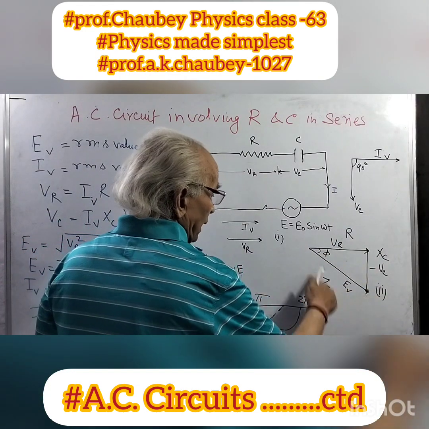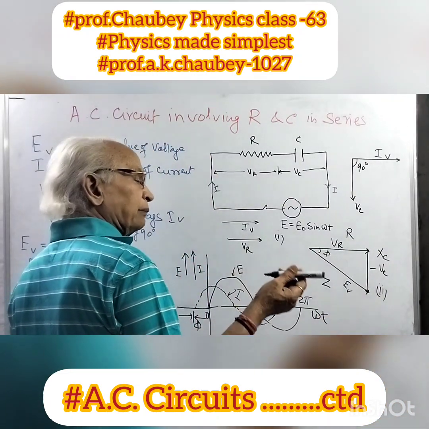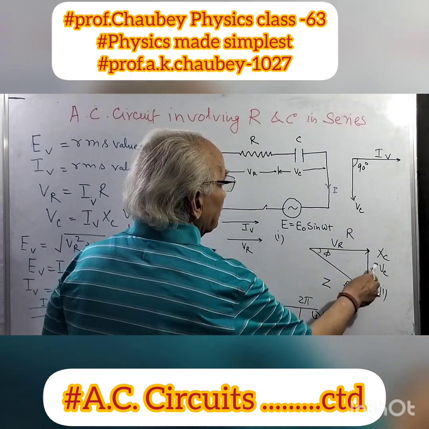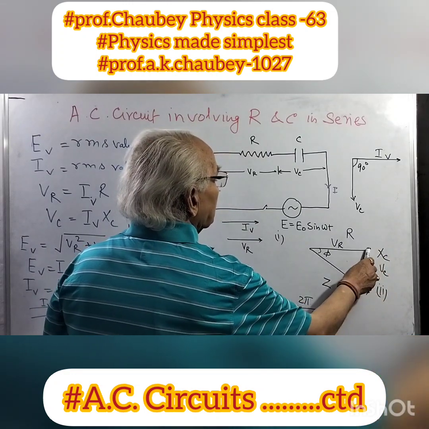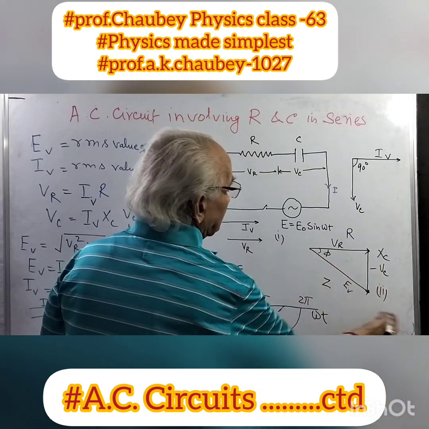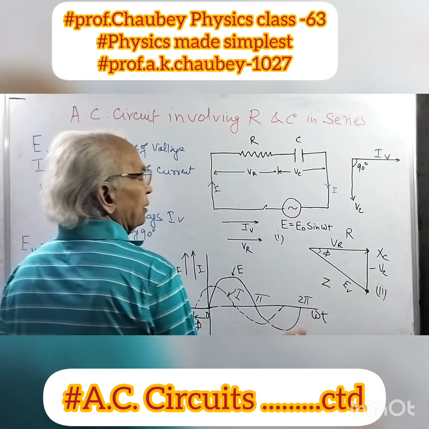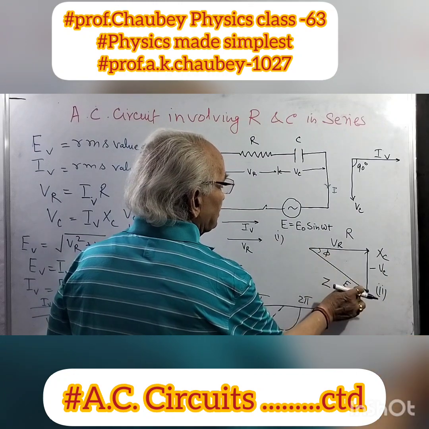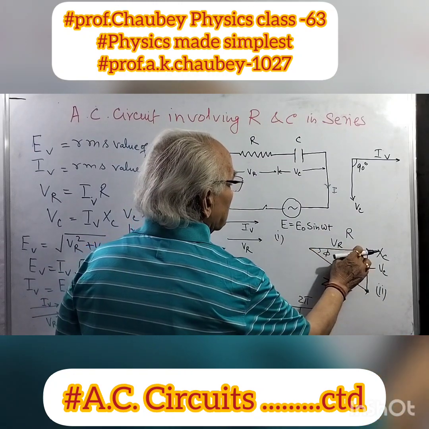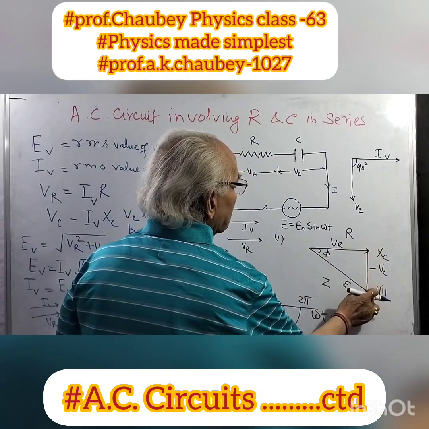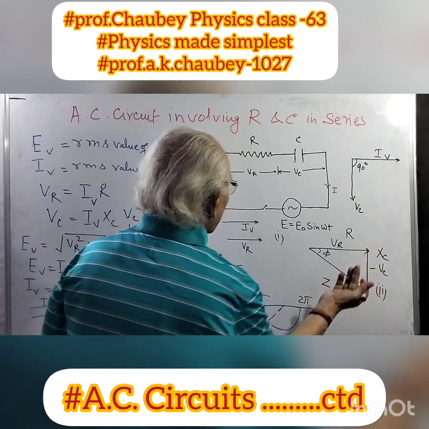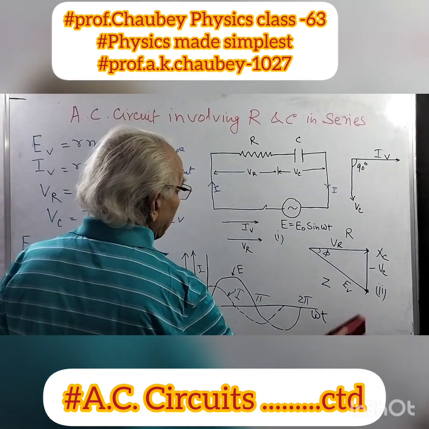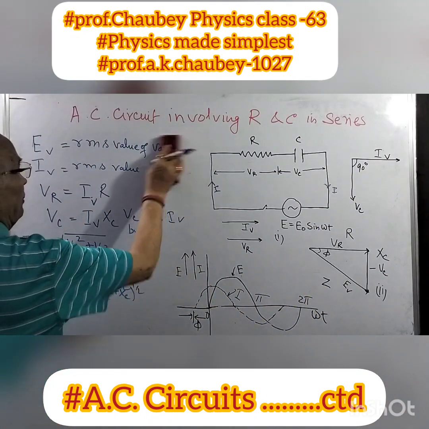The same triangle can be used with a different magnitude, of course. That is, the impedance triangle means this is Z, this is say XC, and this is say R. So you can make a separate triangle. I have shown it because it will be similar, but its magnitude will be different. Z is the impedance here, R is the resistance, and XC is the capacitive reactance here. So this represents the impedance diagram, and that represents the voltage diagram, everything.